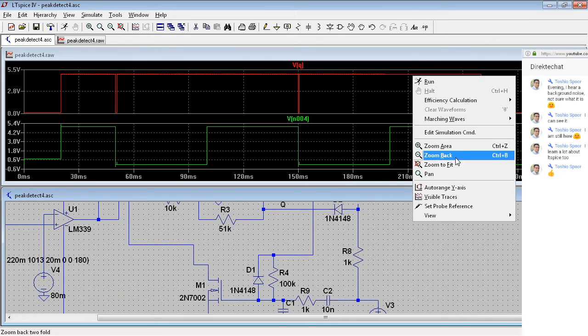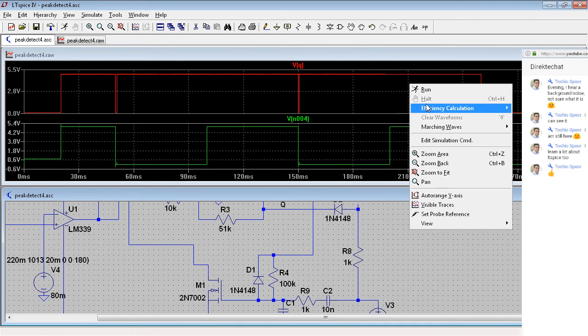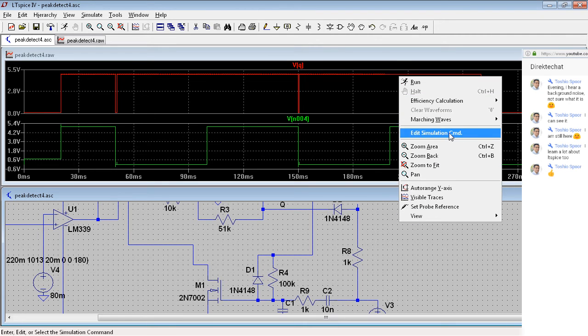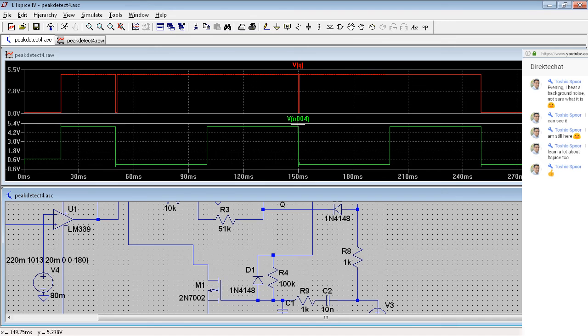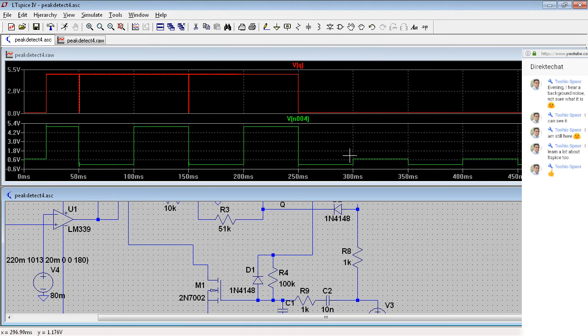I think I have to simulate this longer to see the effect of what I'm talking about, because we are missing the positive pulse here, which is choked. So let's do that. Go into edit simulation, and then you say for example 500 milliseconds. So run it again. See if that pulse is there. You can see it's choking.